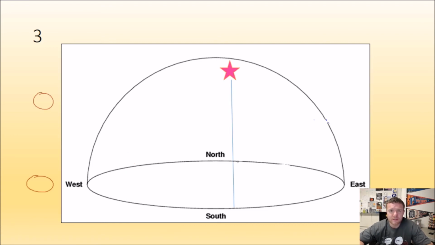We'll do one more. Altitude first. It seems as though this is almost directly overhead. So we have 0, 90. I'd say this is maybe 80, 85 even. Let's go with 80. Altitude of 80.